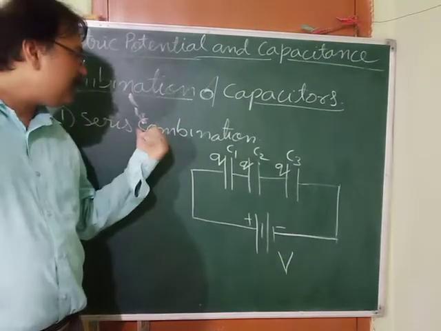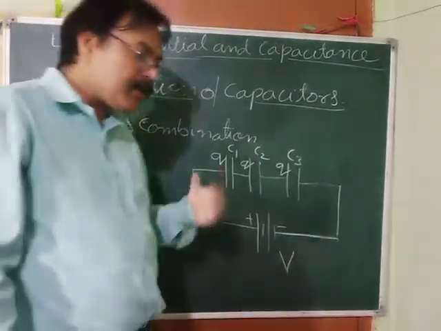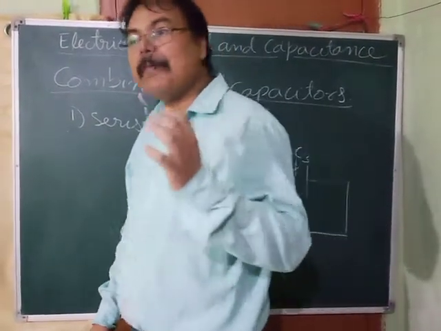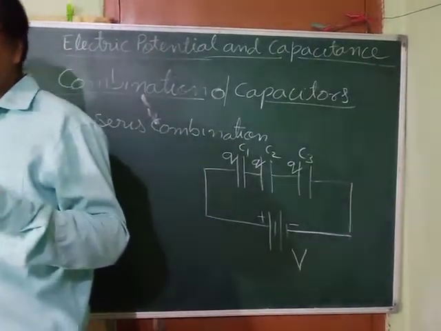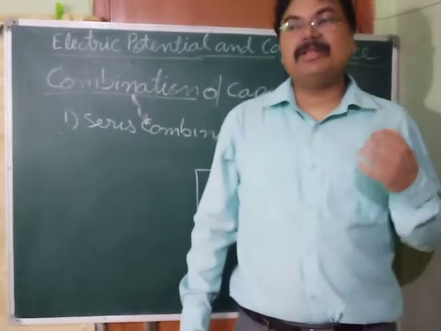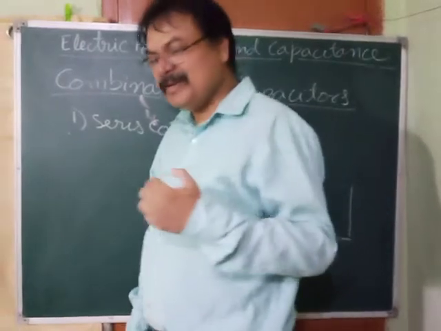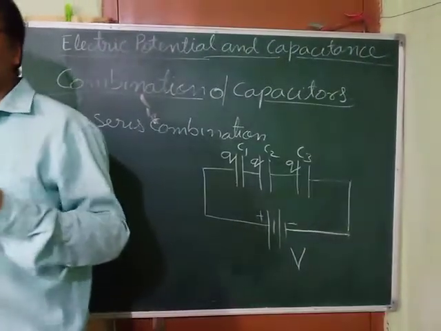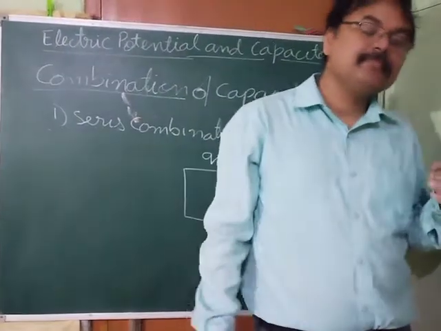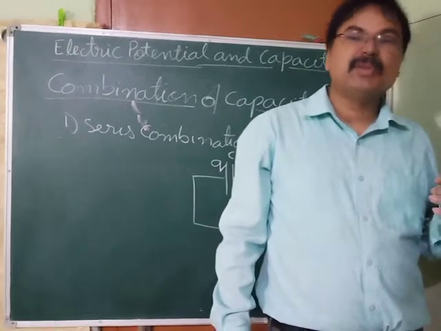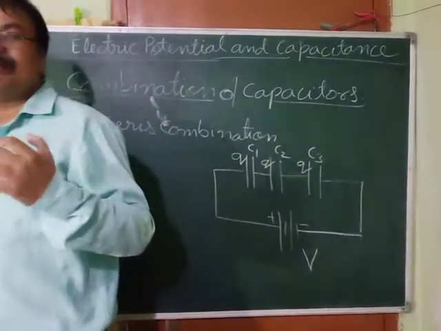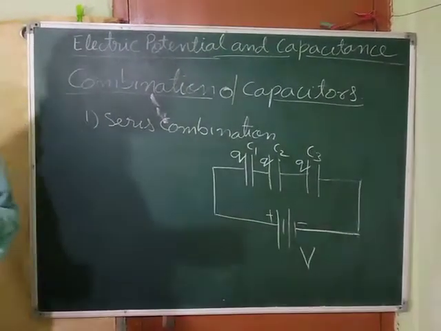Now you write, series combination you have written. The combination of capacitors in which all the capacitors acquire equal charge, but there may be different potential difference across them, is called series combination of capacitors. Okay, clear?